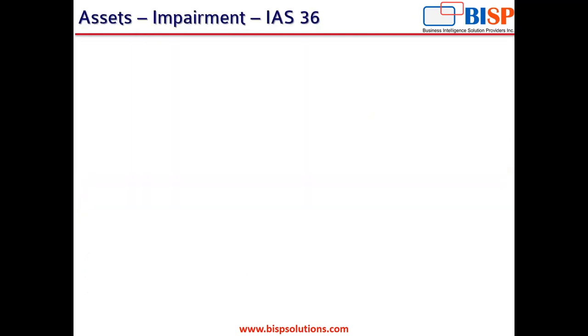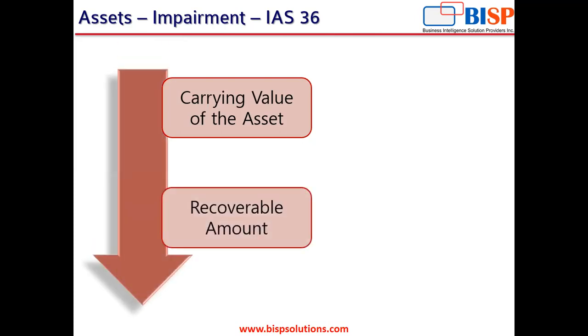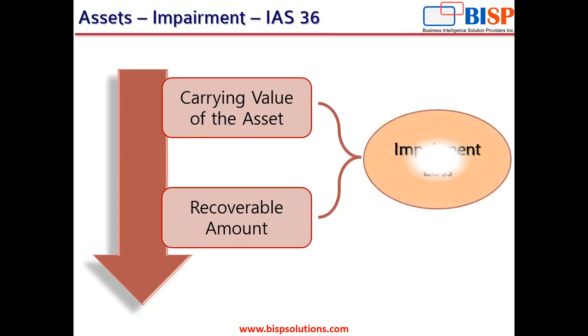So what is asset impairment in terms of calculation? When the carrying value of the asset into the books of accounts of the organization exceeds the recoverable amount, then the difference between the two is known as the impairment loss. Impairment of assets is covered by IAS 36.